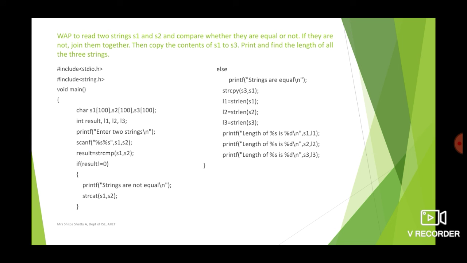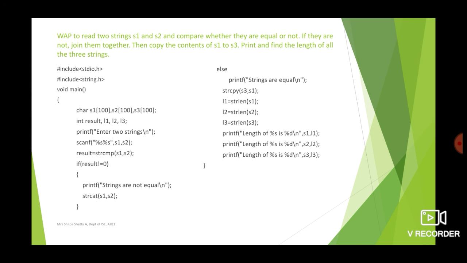So next there is one program to read two strings s1 and s2 and compare whether they are equal or not. If they are not, join them together, then copy the contents of s1 to s3, print and find the length of all the 3 strings. This is a very simple program because they have not mentioned that you shouldn't use built-in functions.